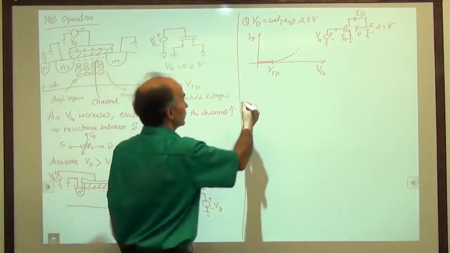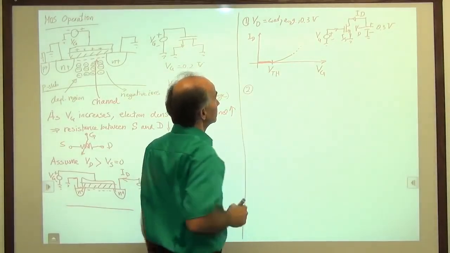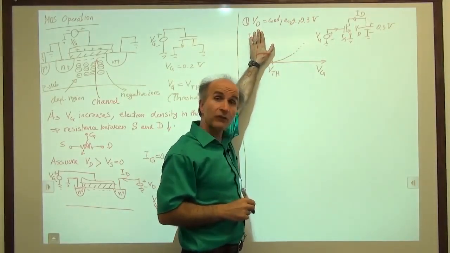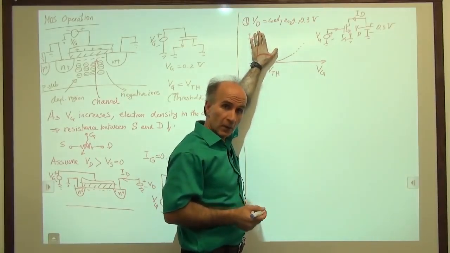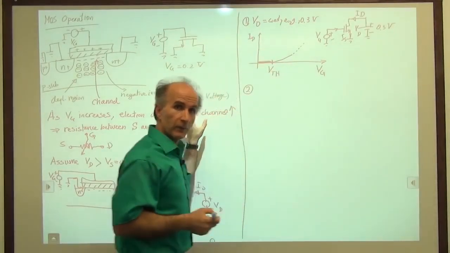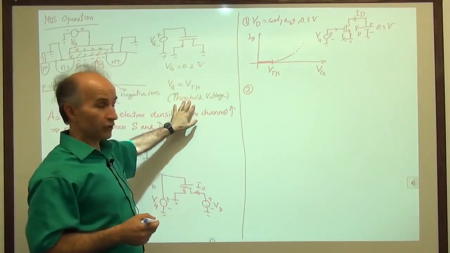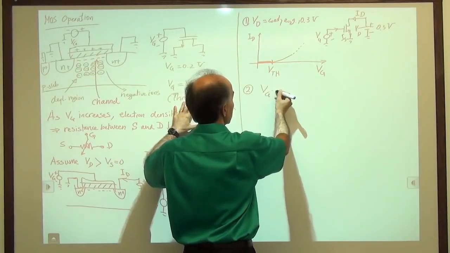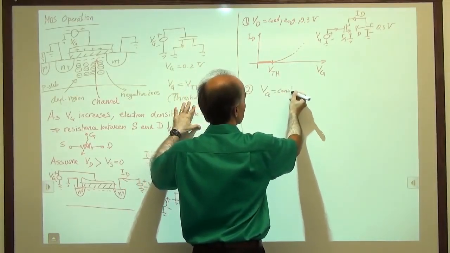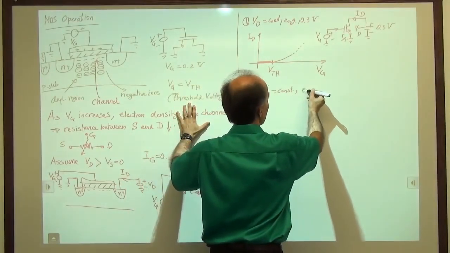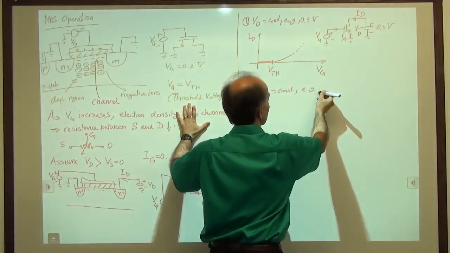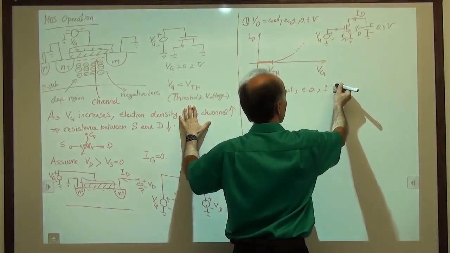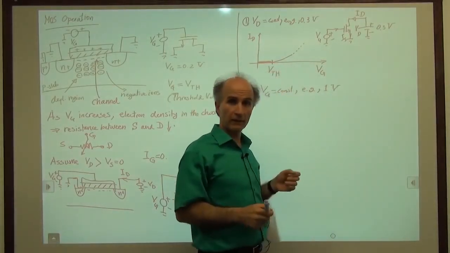Okay, let's go to case number 2. In case number 2, I will keep the gate voltage constant and reasonable. What's reasonable? Maybe more than the threshold to keep the device to have a channel. So we say VG is constant, e.g. 1 volt. So we want to have a channel of electrons in the device.